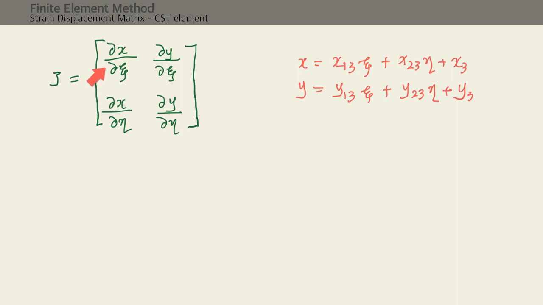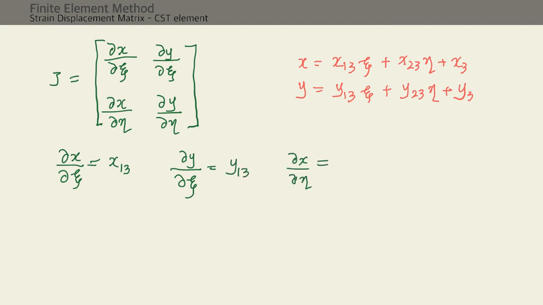Let's find these derivatives now. First, ∂x/∂ψ. If we differentiate x with respect to ψ, these two are constants, so you will get x13. Second, ∂y/∂ψ. We differentiate y with respect to ψ partially, so what you're going to get is y13.